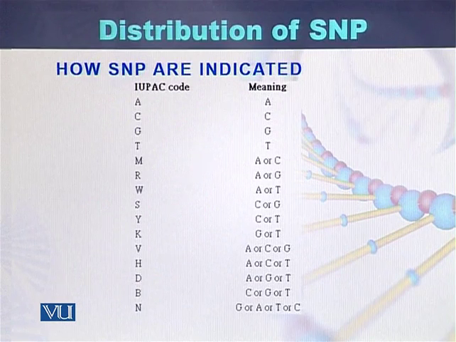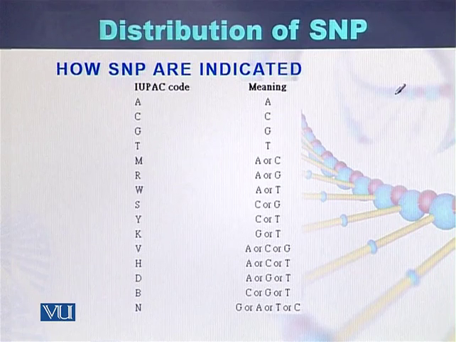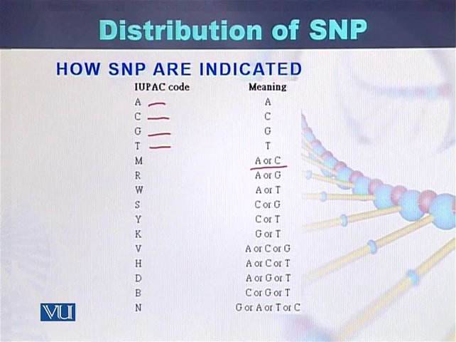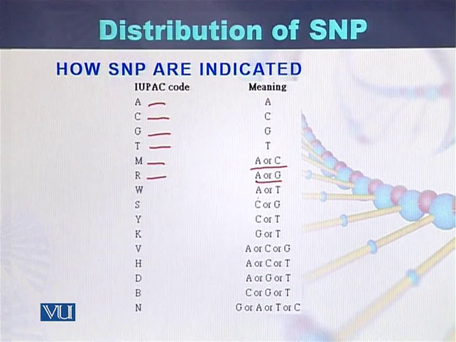How are SNPs indicated? There is a code or pattern that has been designed for how a nucleotide will be represented, and how to mention a change if there is one base or an alternative base. So A is represented by A, C by C, G by G, T by T. If there is a variation between A and C, it will be represented by M. If one of A and G is replaced by another, it will be represented by R. If there is A or T, it will be represented by W, and so on.